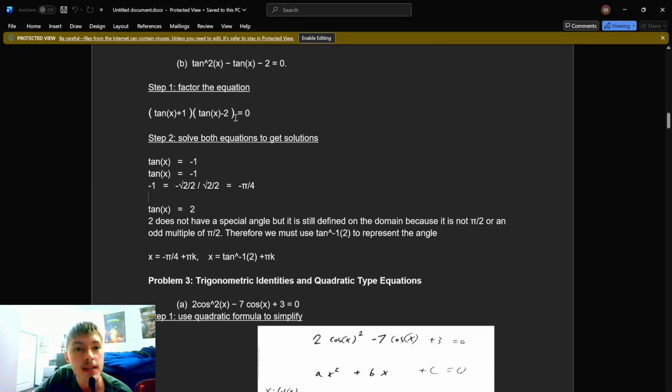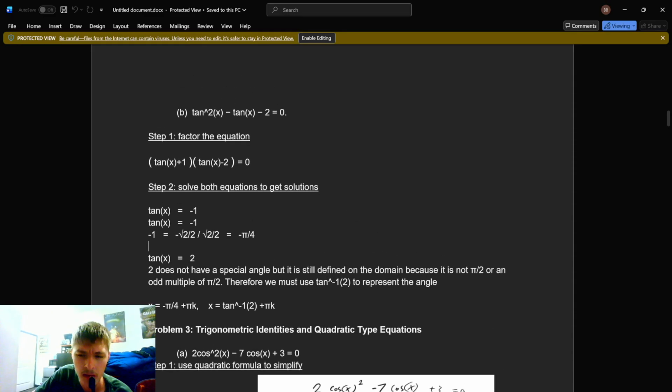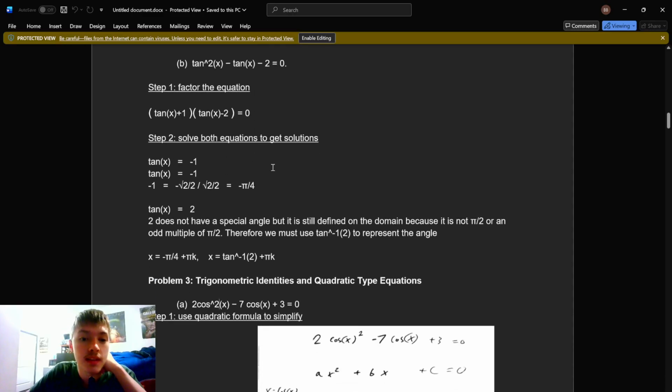For the second equation, the first step is to factor the equation. This is with tan angle plus 1 multiplied by tan angle minus 2 equals 0. Since one of them has to equal 0, we test both sides to see the possible solutions.